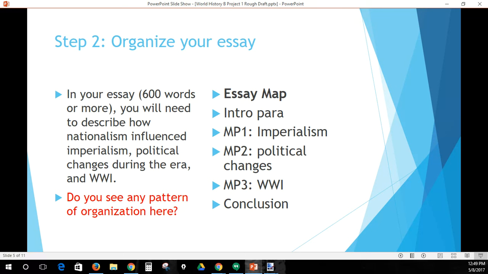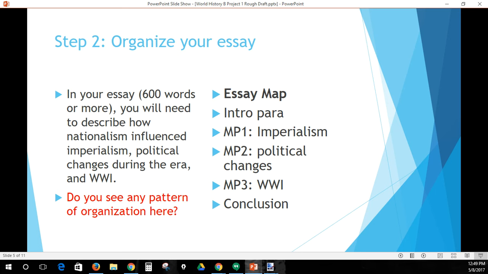Now, that means that if you write a 5-paragraph essay, all you need to come up with are the 3 body paragraphs. Now, in this particular essay, you need to describe how nationalism influenced imperialism, political changes, and World War I. Now, you need 3 body paragraphs, and you've got to do 3 things. Do you see a pattern here?